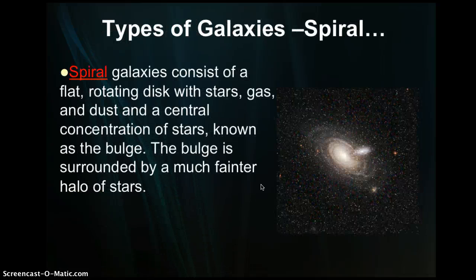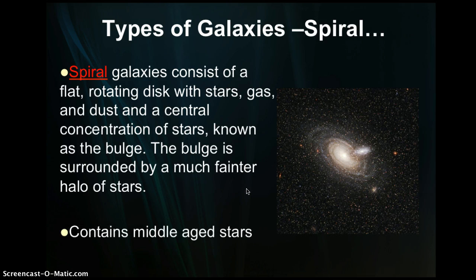Now, a spiral galaxy is a flat, rotating disk with a central concentration known as the bulge. And then they have this halo around the outside. This is probably the more typical picture that you're familiar with. These galaxies have kind of middle-aged stars. They don't have as much gas as the irregular galaxies, but they have more than the elliptical.